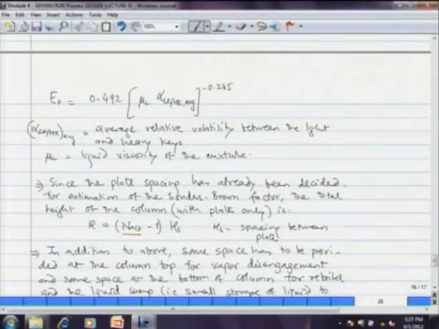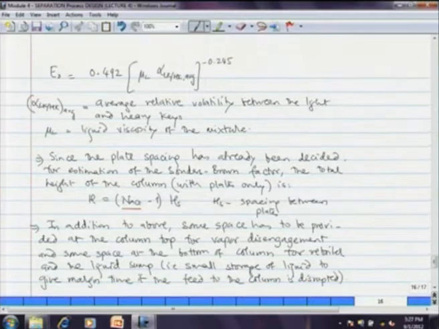And we already know the plate spacing, because when we calculated the flooding velocity, we had already decided the plate spacing. The Souders and Brown plot was based on the tray spacing. So, we know the tray spacing, and then the height of the column with only trays is obvious: n actual minus 1 into Hs, where Hs is the spacing between the plates.